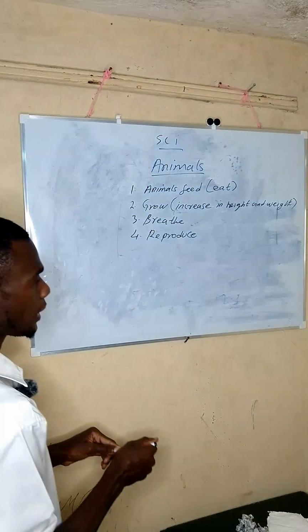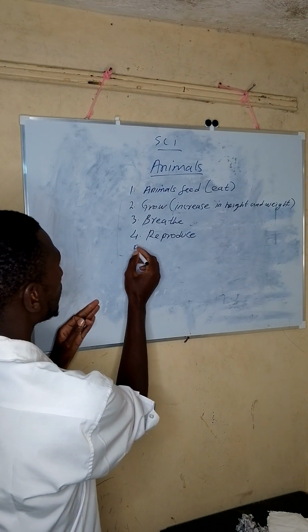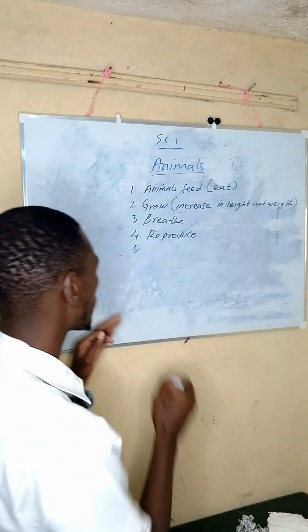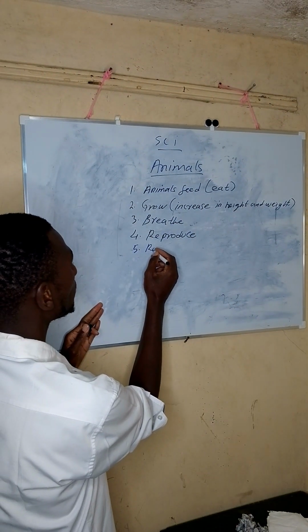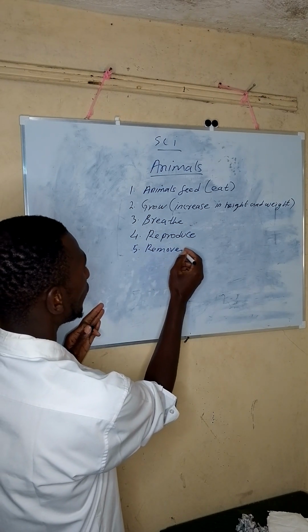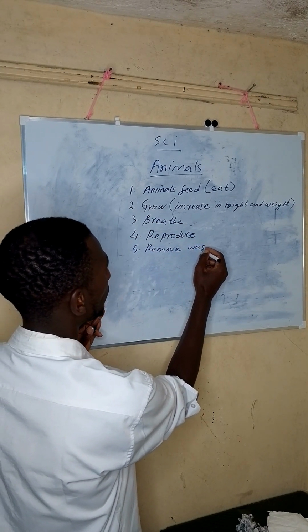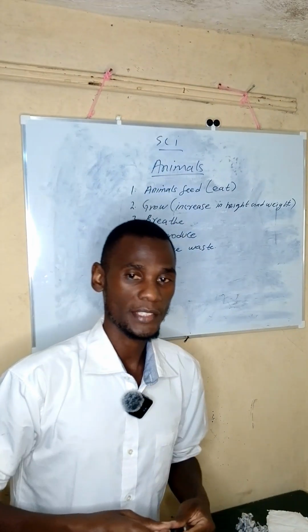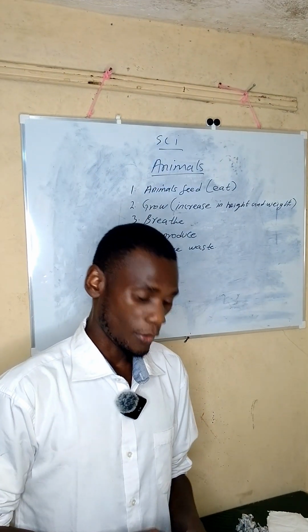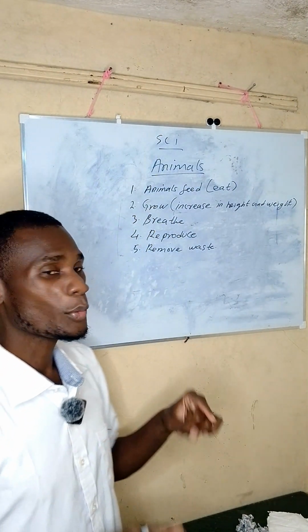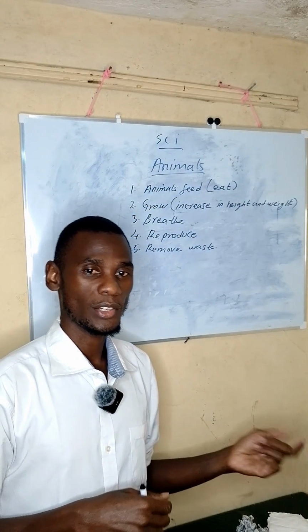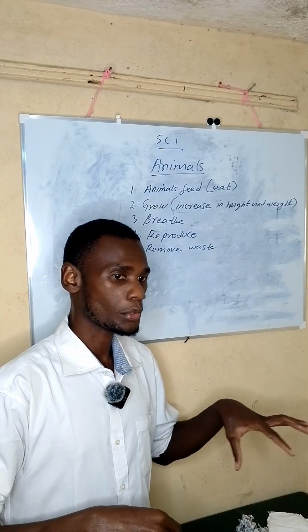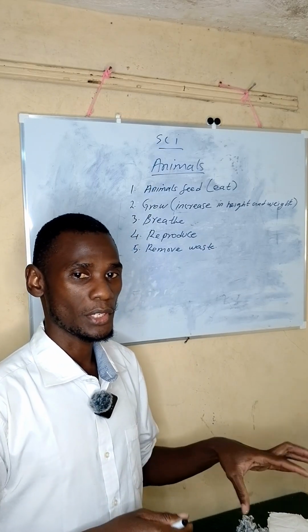Number 5, we talk about all animals remove waste. Now, this one also has been a problem with some learners, because the only waste they know is when you go to the toilet and you remove feces. That is what they know, the stool.